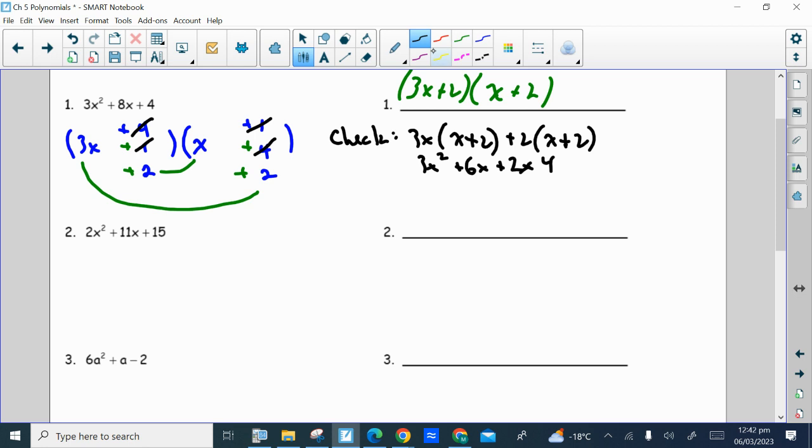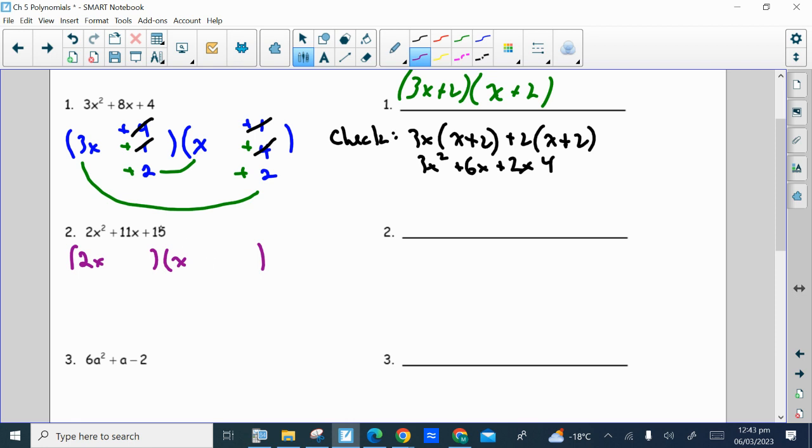All right, so let's look at question 2. Notice there is a number in front of the x squared. Can't get rid of it because there is no common factor of 2. So if factors exist, they will be binomial factors. And the front terms have to multiply together to get 2x squared, which means you need a 2x in one bracket and an x in the other. Again, it will not work if you put a 2x squared in the first bracket and a plus 1 in the other bracket. It will not work.